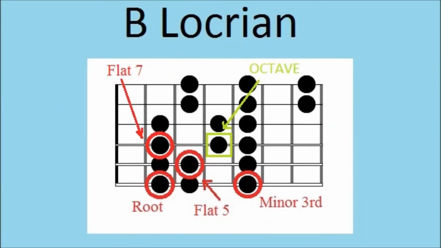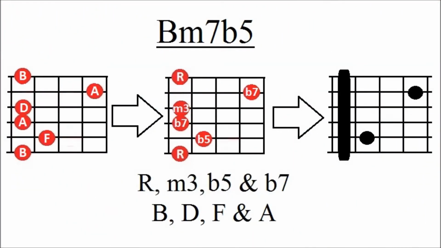The fourth and final type of seventh chord that you will encounter in the major scale belongs to the Locrian mode. The Locrian mode has a root, minor third, flat 5, and a flat 7. When you add a flat 7 to a diminished triad, you get a minor 7 flat 5 chord. So this is why the seventh chord for the B Locrian mode is a B minor 7 flat 5.